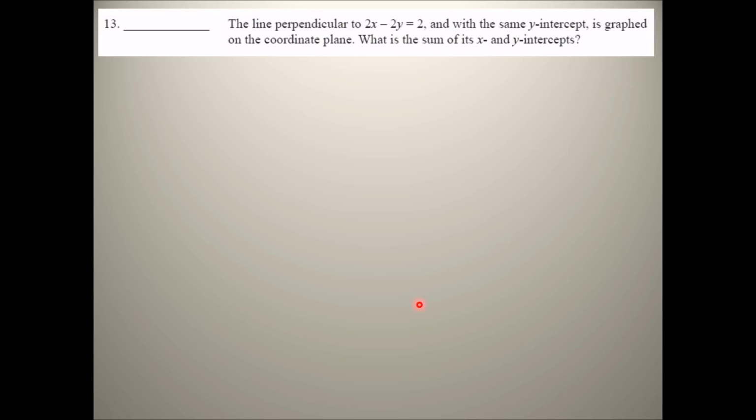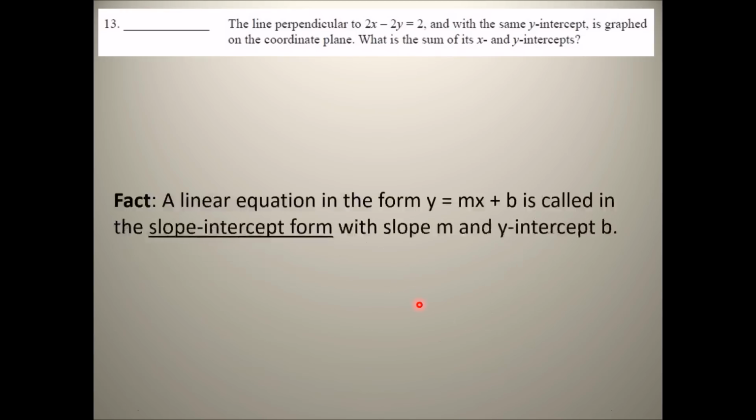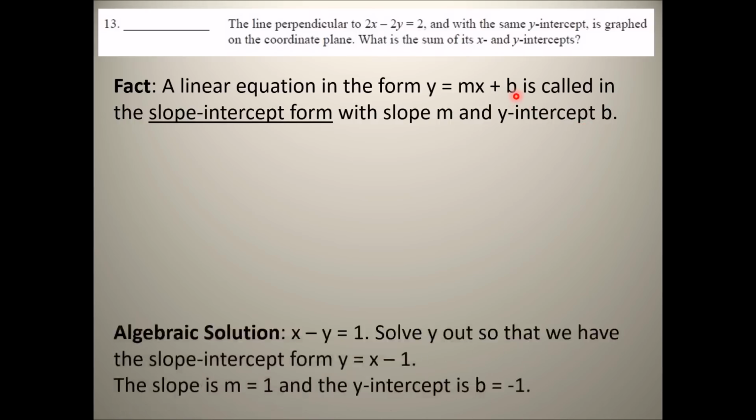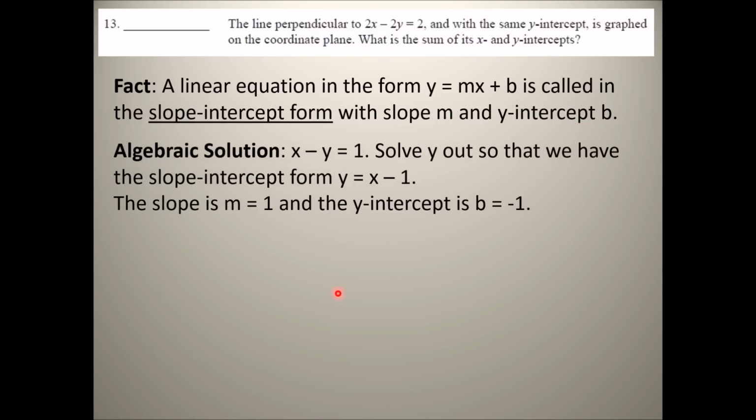Now, there's another way to solve this. Before we do that, you need to know that a linear equation in the form y equals mx plus b is called the slope-intercept form, with the slope being m here and the y-intercept being b here. Now, the algebraic solution is to put this into slope-intercept form as y equals x minus 1. In this case, the slope is 1 because 1 times x is x, and the y-intercept is negative 1. That's right here.